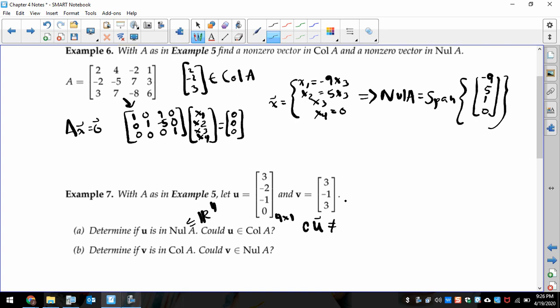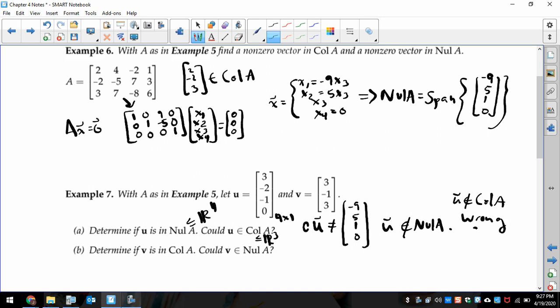CU is not equal to negative 9510. So U is not in null A. Could it be in column A? Well, the column space of A is a subspace of R3. So subspace R3, there's no chance. U cannot be in column A, wrong dimension. Wrong size, or yeah, we could say wrong size, you could say wrong dimension.